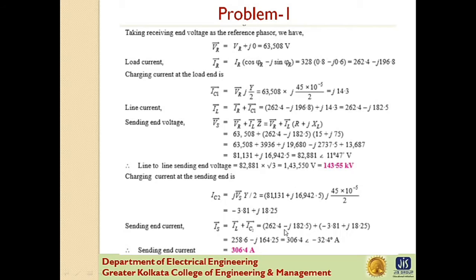Now IS equals IL plus IC2. Now put the values of IL and IC2, and we get the value of IS, that is 258.6 minus J 164.25. Now convert it to polar form. 306.4 is the magnitude and the angle is minus 32.4 degree. So the sending end current is equal to 306.4 ampere.